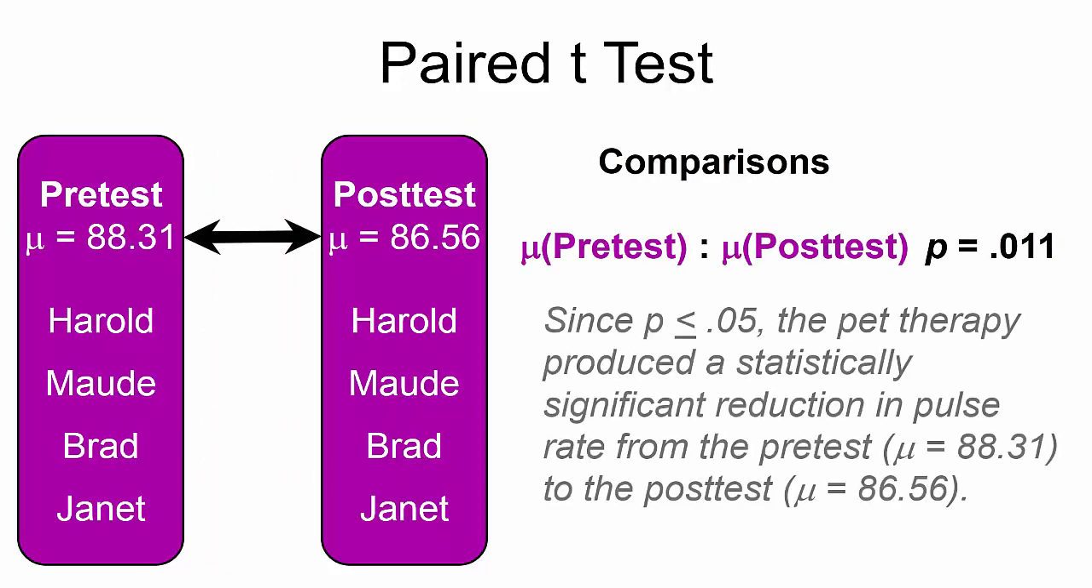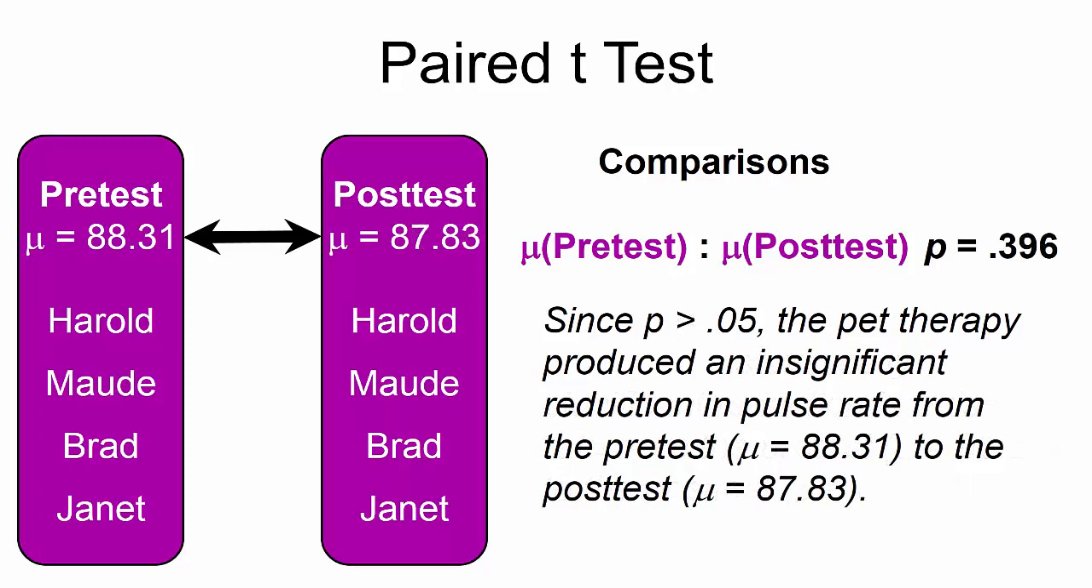In this example, the researcher takes the pulse of each participant before and after administering 30 minutes of PET therapy to determine if the treatment reduces the pulse rates. If the p-value is less than or equal to 0.05, this would indicate that a statistically significant difference has been detected between the pretest and the post-test, suggesting that the treatment was effective. A p-value that's greater than 0.05 would indicate that there's no statistically significant difference between the pretest and the post-test, suggesting that the treatment was ineffective.